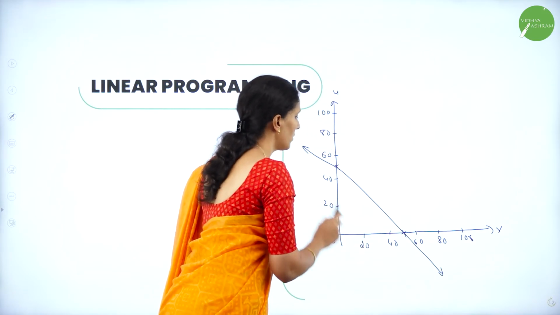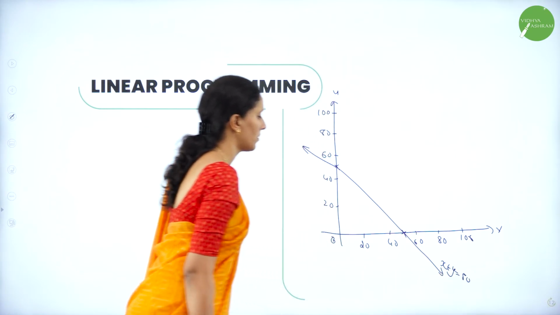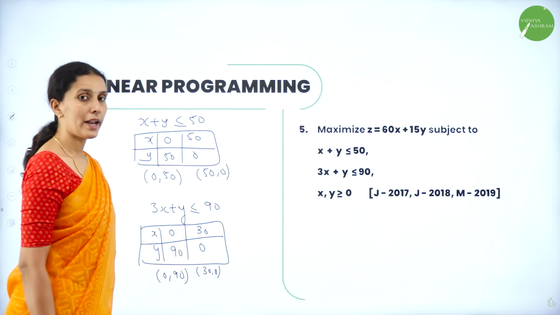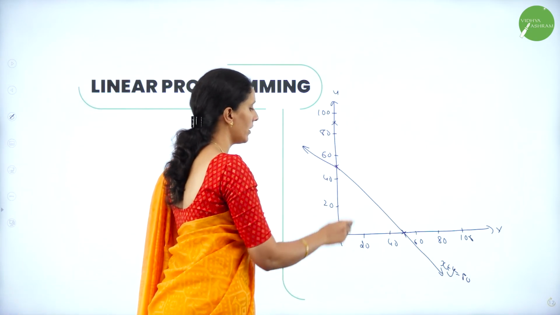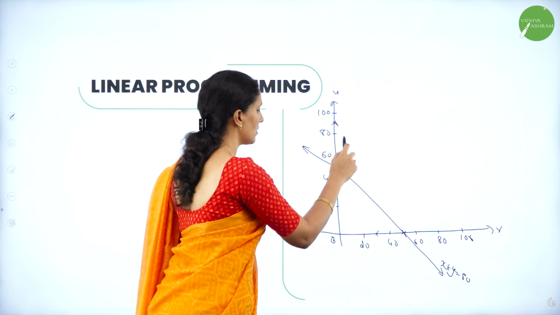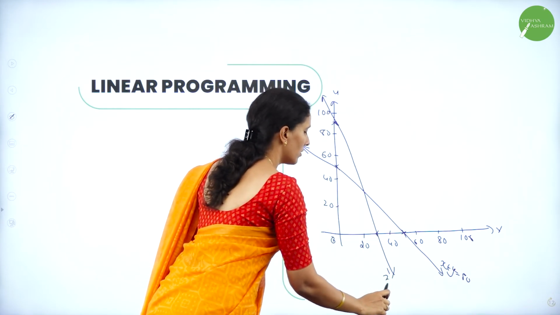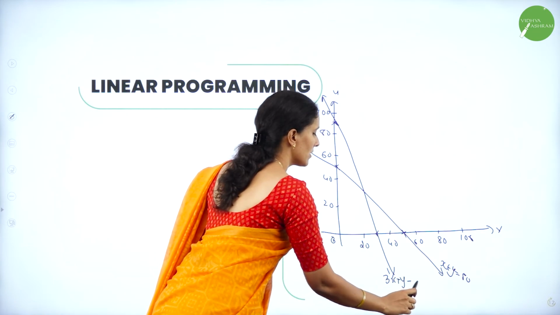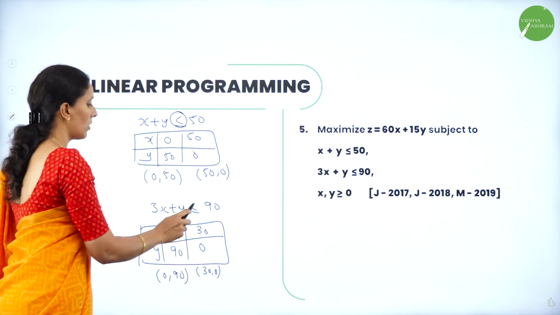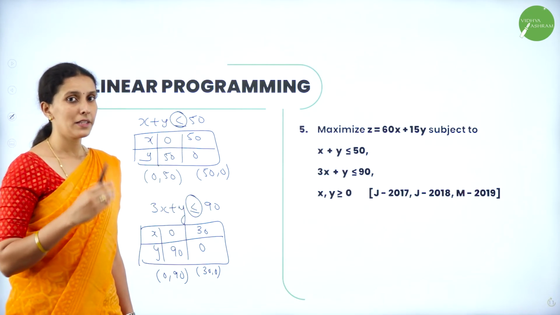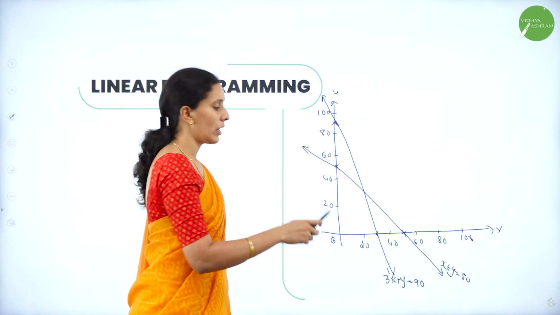What is the equation of this line? X plus y is equal to 50. Next one is 0, 90, 30, 0. So this is the straight line. What is the equation of this line? 3x plus y is equal to 90. Now for both the cases we have less than or equal to. That means the region lies below the line. Which is the region satisfying both the conditions?